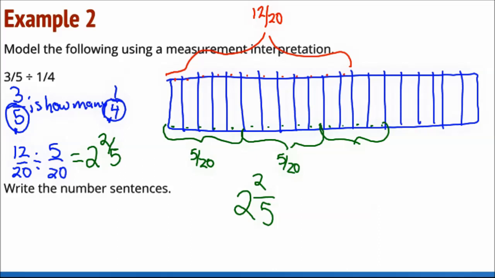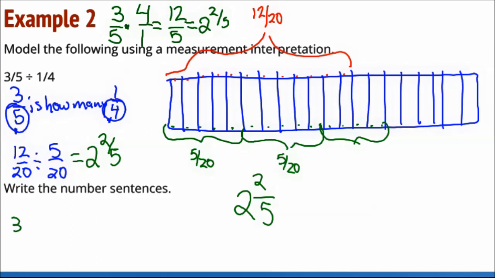But let's take a look and see what this looks like with the invert and multiply. 3/5 times 4 over 1. And I get 12/5, which when I divide will give me 2 and 2/5. Great. But let's think through this a little bit more carefully and figure out exactly why does this work out for us.